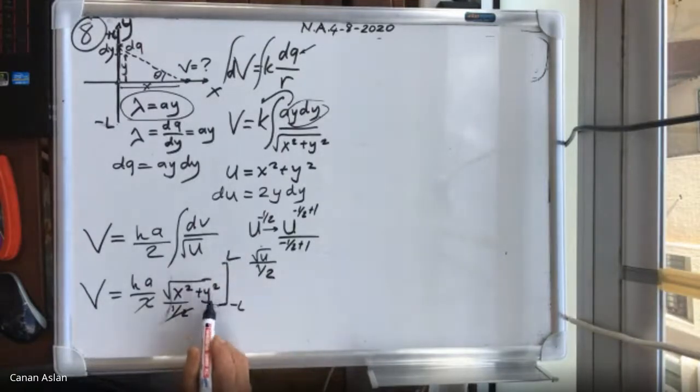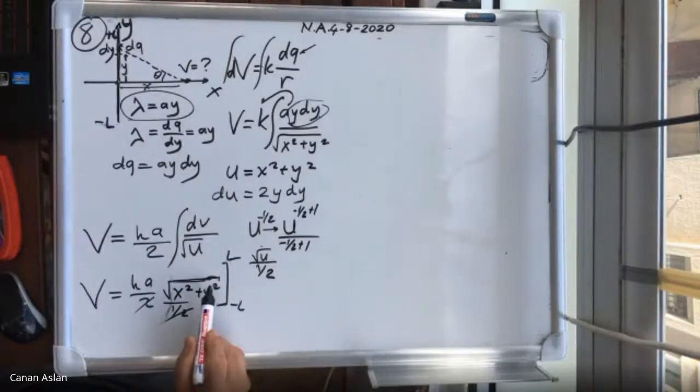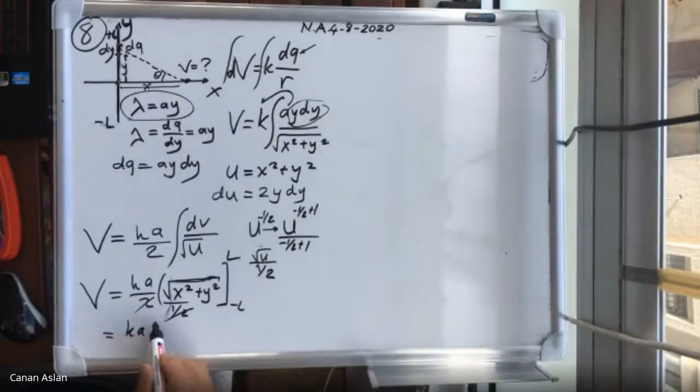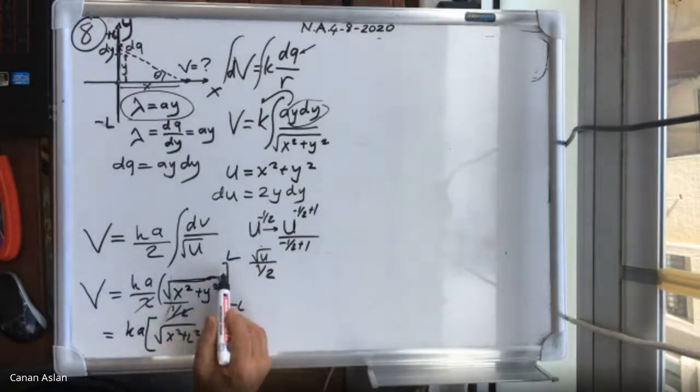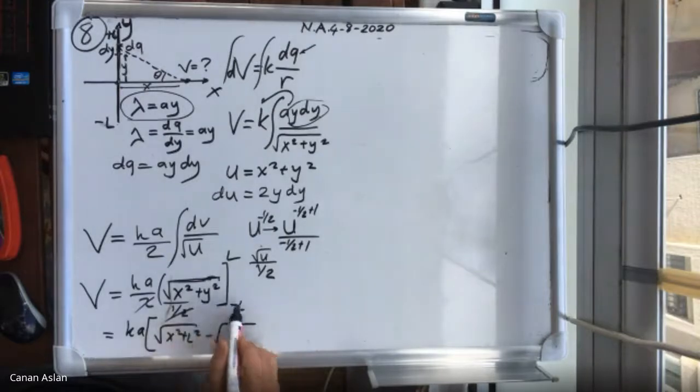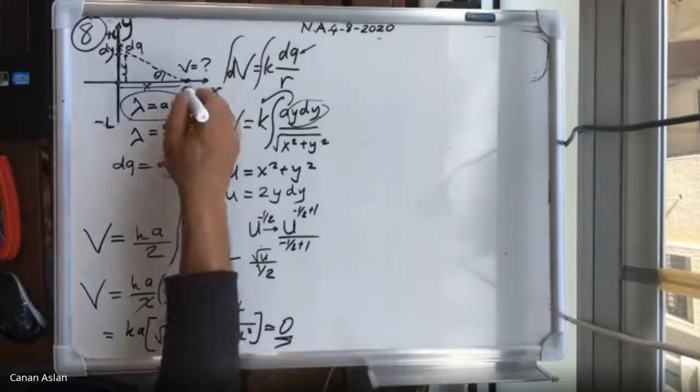But now look, everything is going to be positive inside this square root because everything is squared. Whether you use minus L or L for y, you will end up with the same thing, so the result will be 0. If you use the upper limit, the square root of x squared plus L squared for y. Don't forget, this is a y integration, we're replacing y with L. Minus the lower limit, but if you put minus L squared, it's again L squared. So x squared plus L squared minus x squared plus L squared just gives you 0. That's it. So the potential at this point is 0.